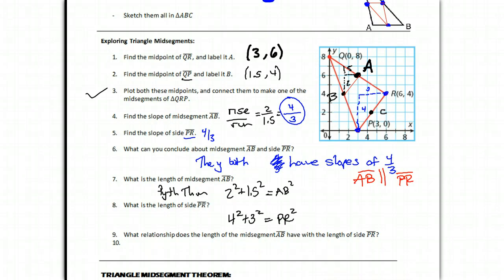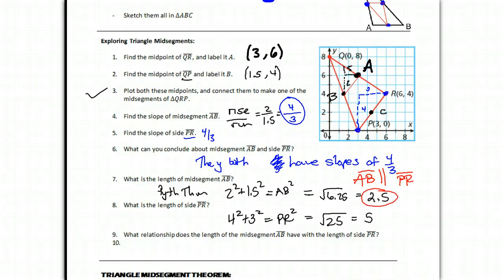Okay, and that will give us, when we calculate each of these, I'll save you a little bit of time here. When we do that together, the square root of 6.25 is 2.5. And then the other one, when we calculate that, that would be the square root of 25, which we know is 5. So what relationship does the length of the midsegment AB have with the length of side PR?